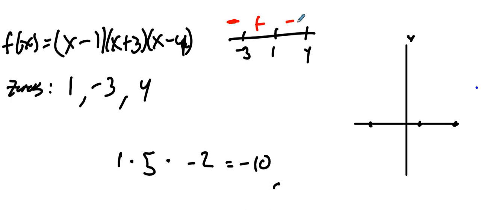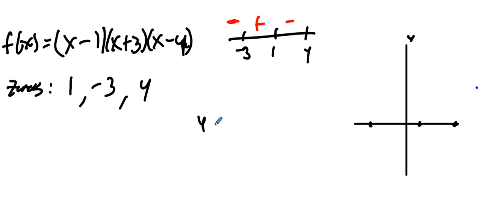Now let's pick a number bigger than 4. Let's say we'll do 5. So 5 minus 1 is 4. 5 plus 3 is 8. 5 minus 4 is 1. So this is 32. 32 is a positive number, so it's increasing past this.